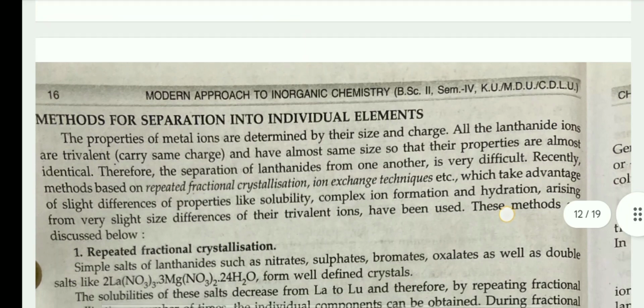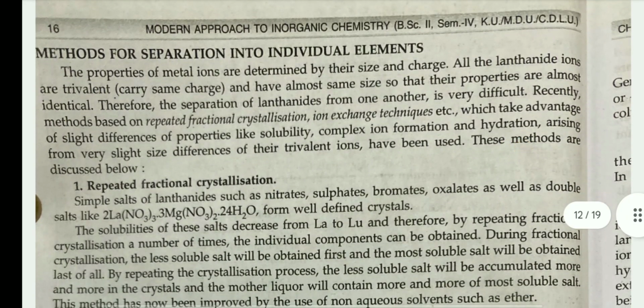Methods for separation into individual elements. The properties of metal ions are determined by their size and charge. All the lanthanoid ions are trivalent, carry the same charge and have almost the same size, so their properties are almost identical. Therefore, the separation of lanthanoids from one another is very difficult.